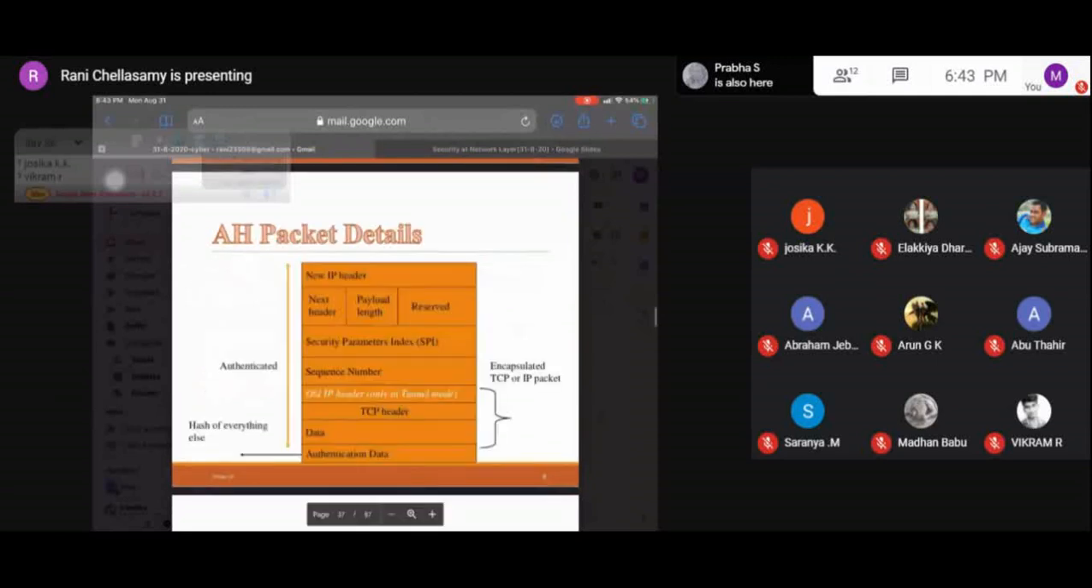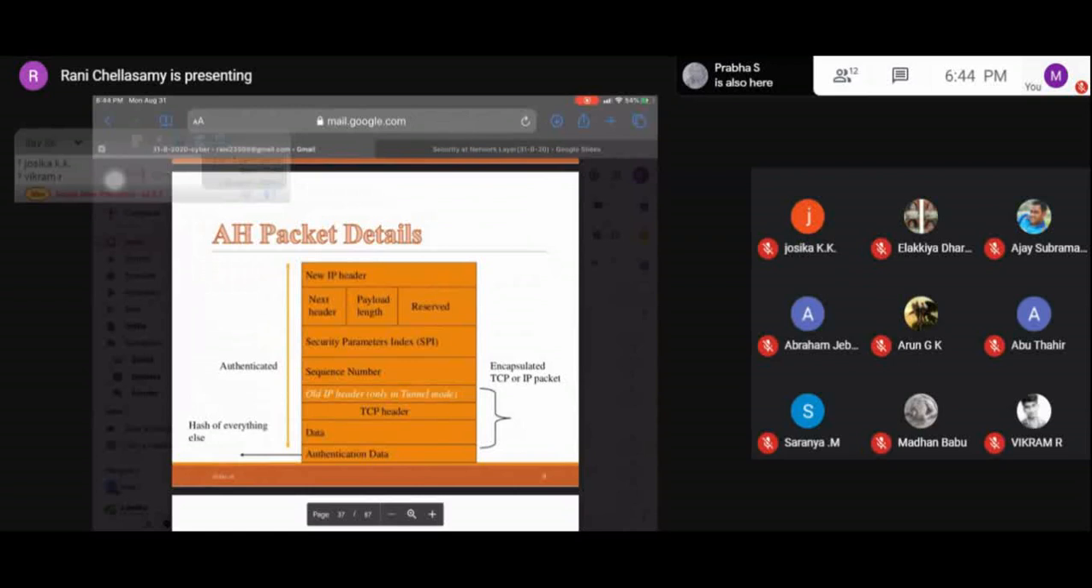And here you can see the authentication header packet details. So it includes new IP header and next header, payload length, reserved, SPI, which means security parameters index, sequence number, and the old IP header, that is the old IP header only in tunnel mode.